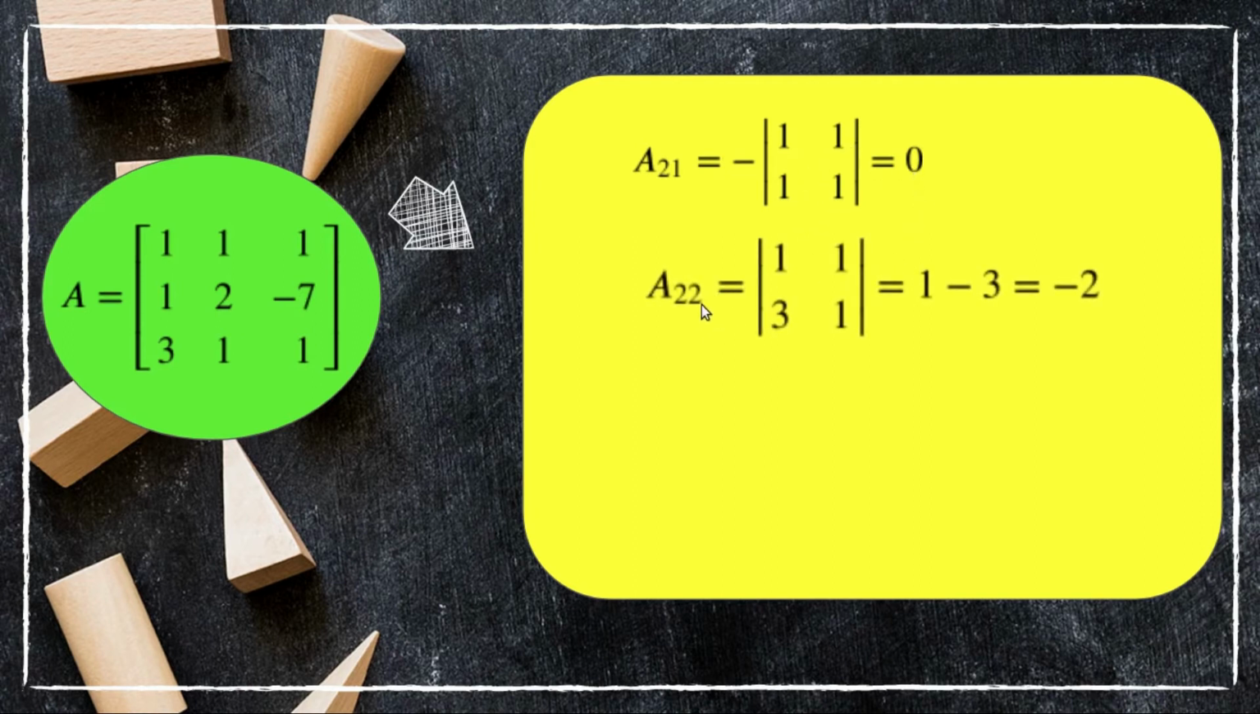A22: (-1) raised to 4 is positive. So here we have to eliminate second row, second column. Determinant 1, 1, 3, 1. 1 into 1 is 1, minus 3 into 1 is 3. 1 minus 3 is -2.